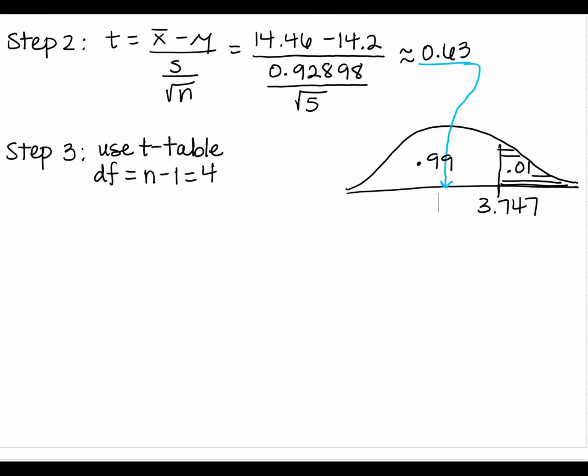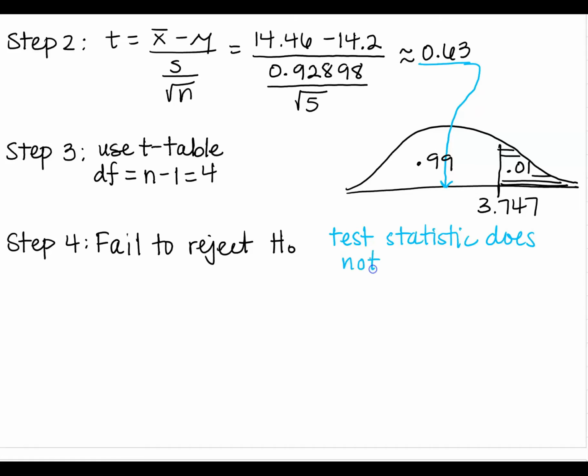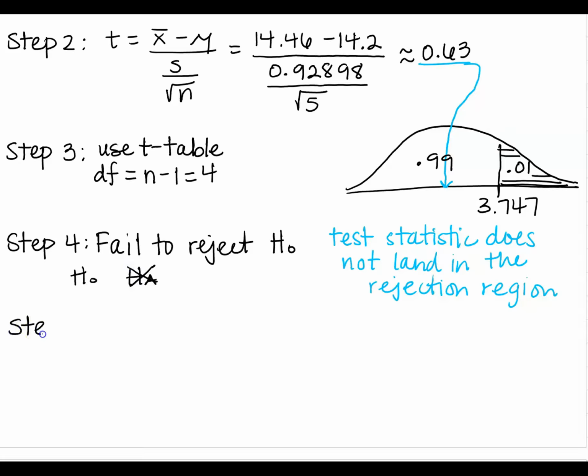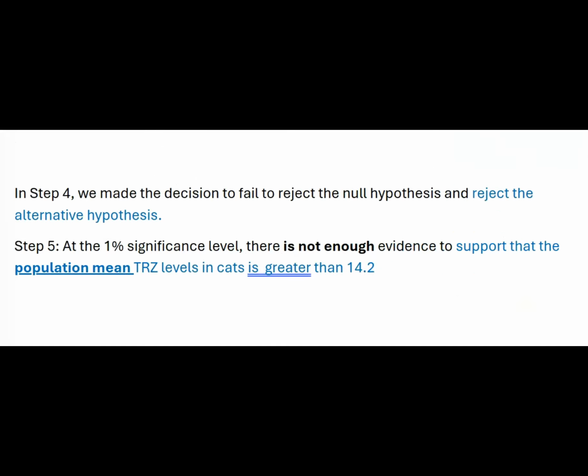So our decision in step 4 is to fail to reject the null hypothesis. And we make that decision because the test statistic does not land in the rejection region. And so because it does not land in the rejection region, we fail to reject H0. And so since we are not rejecting H0, I'm not going to cross H0 out. We are in fact rejecting HA. So we need that information to move on to step 5.